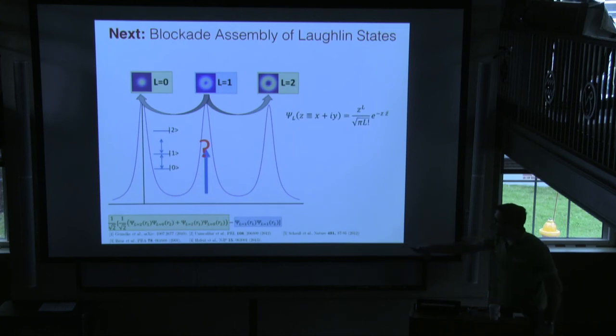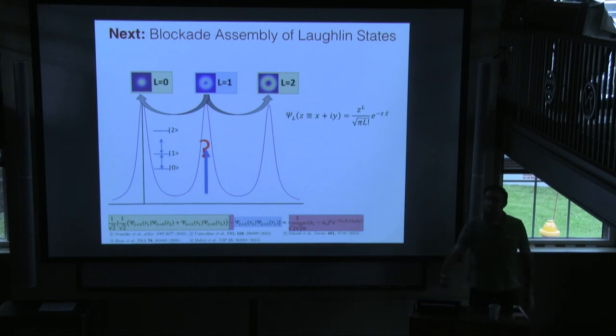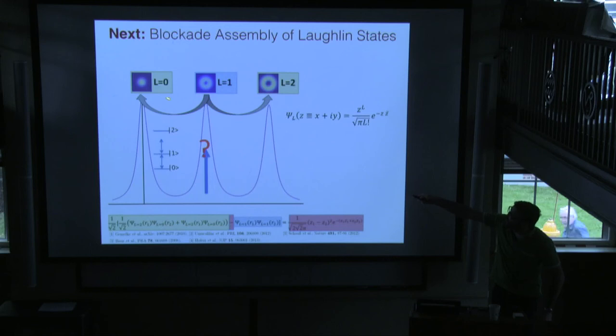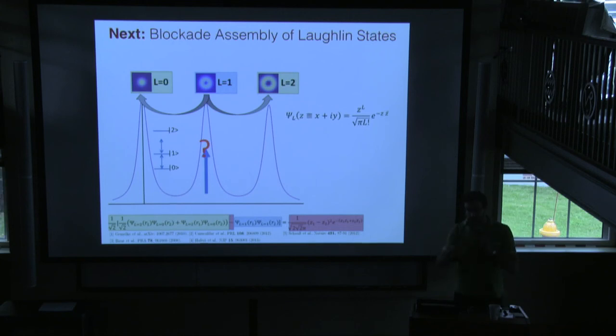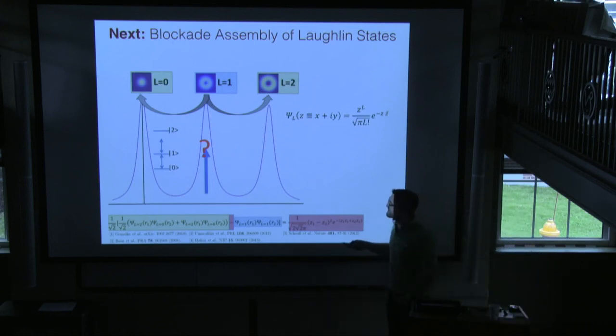Well, the answer is it's the one with a minus sign there. And you can rewrite that as (Z1 minus Z2) squared times this, which hopefully you remember from the beginning of the talk as the two-photon Laughlin state. Right? And so the way you can see this is that this state is a superposition of terms that look like Z1 squared times Z2 to the 0. That's one term, one photon in L equals 0 and one in L equals 2. And terms that look like Z1 to the 1, Z2 to the 1, which is both of the photons in this state.